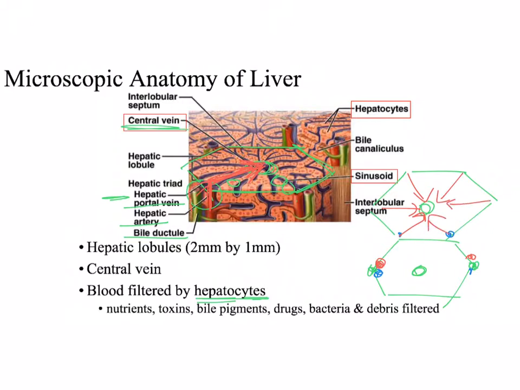Now we're removing nutrients and putting them into the blood. We're removing toxins and getting rid of them, bile pigments, drugs, and garbage we want to get rid of. Now the bile goes the other direction. The hepatocytes are making the bile, but they're pumping the bile towards these bile ductules. So we have things flowing two directions. We have blood going this way, and we have bile going the opposite direction.